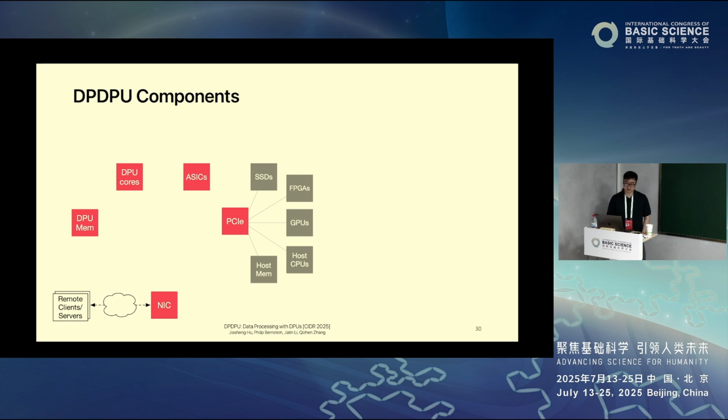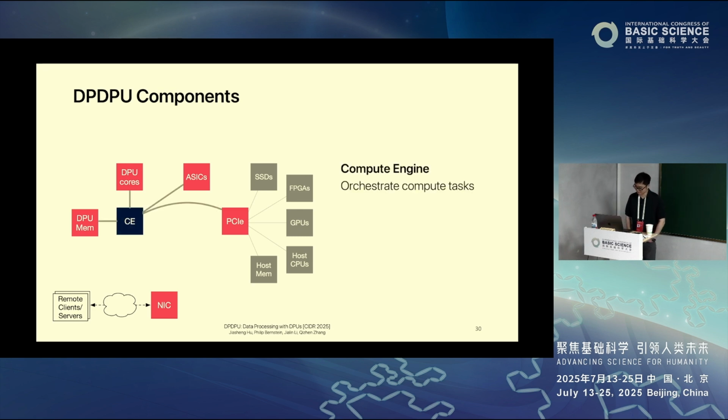So the DPU platform consists of a few components. We have 3 core engines. The first is a compute engine, which is going to orchestrate the compute tasks on DPUs. This compute engine will utilize DPU memory, the DPU cores, and also the hardware accelerators. It also coordinates with host CPUs and other PCIe accelerators like FPGAs and GPUs to collectively execute some compute tasks.